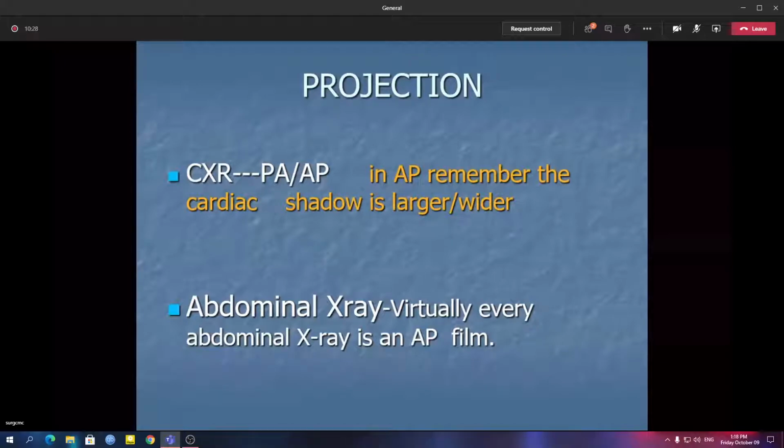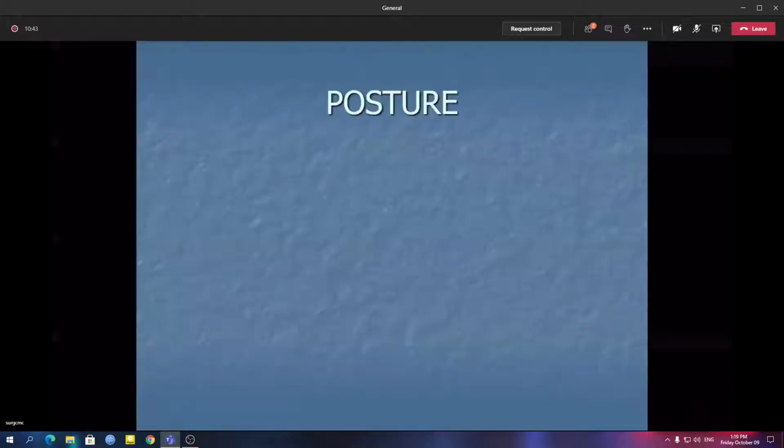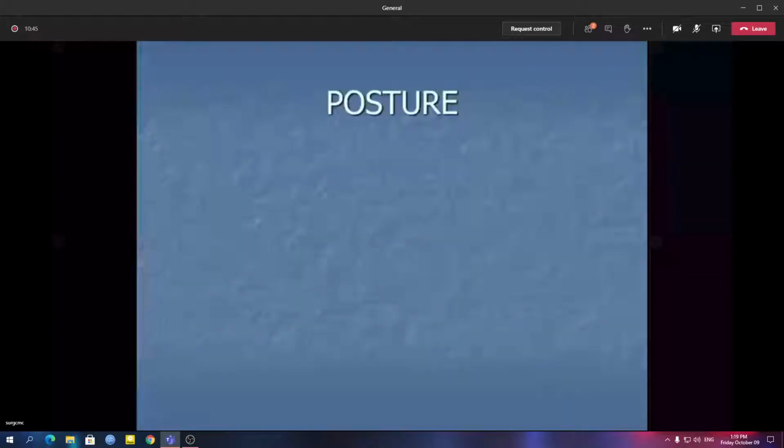An abdomen. It's a AP or PA view. And abdominal X-rays, most X-rays, whatever X-ray you get on abdomen, mostly are AP films, are the anterior-posterior films, not the posterior-anterior ones. Regarding posture of the patient, a patient can be in various stages of presentation.